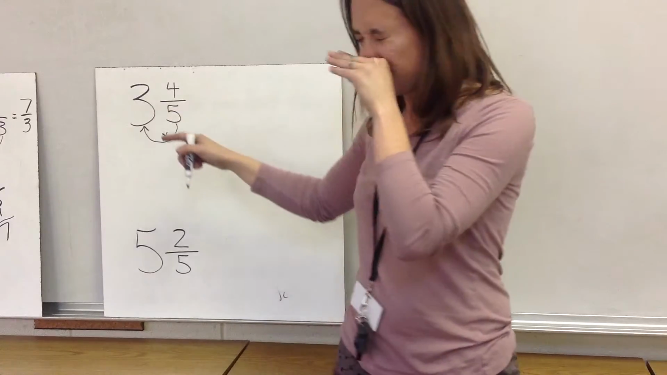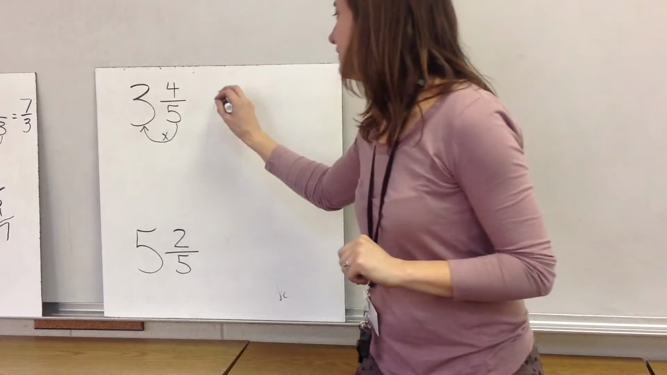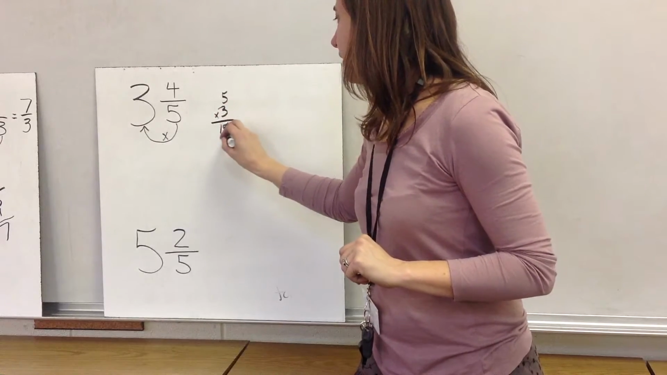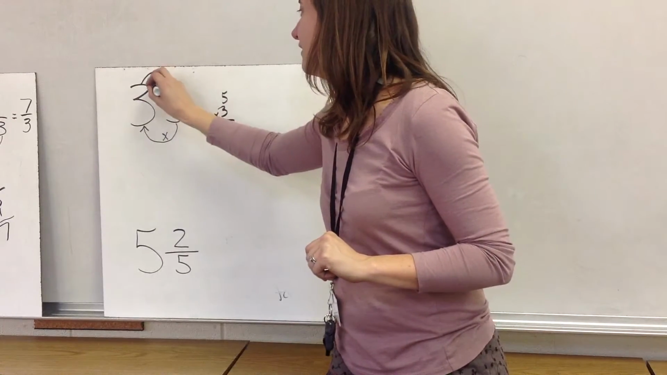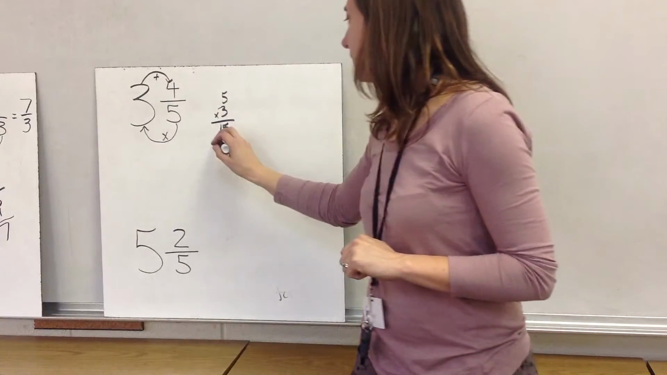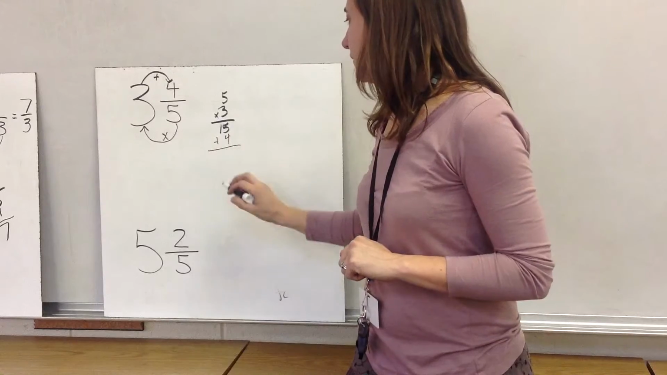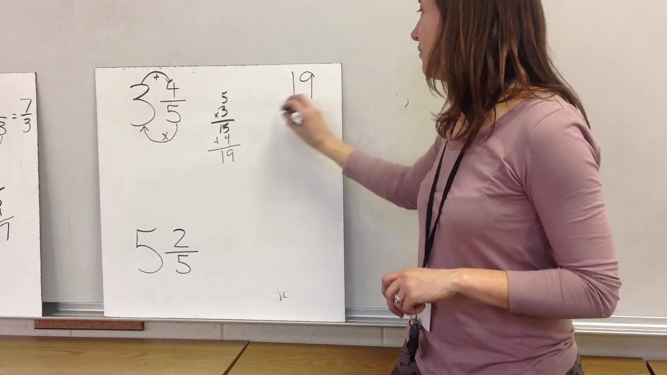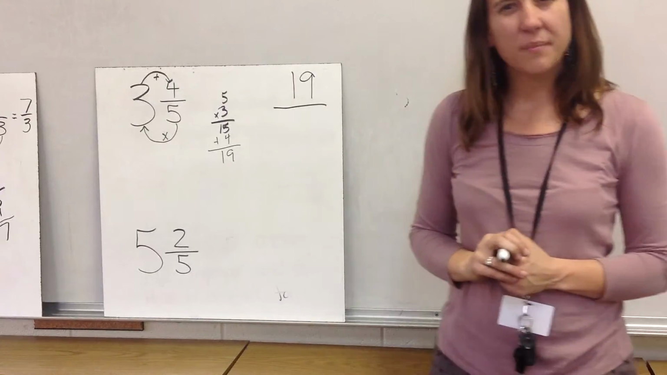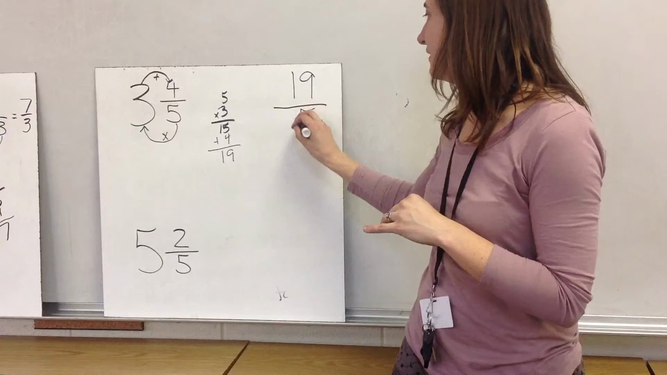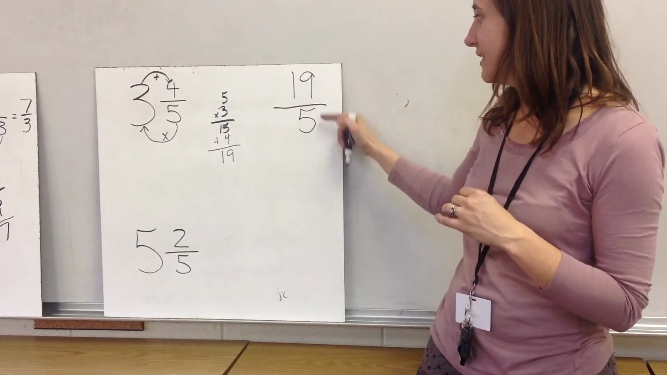Our denominator is 5. We multiply it by 3 and we get 15. And then we have to add 4 more to it. That's leftover 4. 15 plus 4 is 19. So 19 is our new numerator. And what is our denominator? Remember, the denominator stays the same. So in this case, we get 19/5.